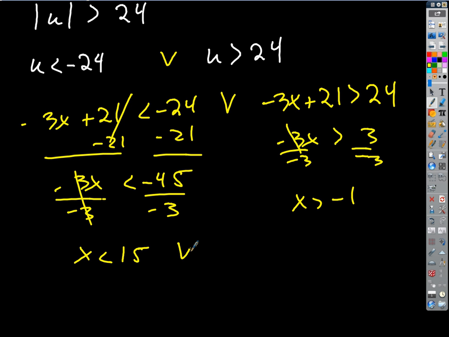Oh, you know what I didn't do? What did I forget to do? Something important. I forgot to flip the sign. Very good. How come I have to flip the sign here? You divided by a negative. Ah, very good. I divided by a negative, didn't I? So that means I have to flip the sign around. So my solution is x is greater than 15 or x is less than negative 1.